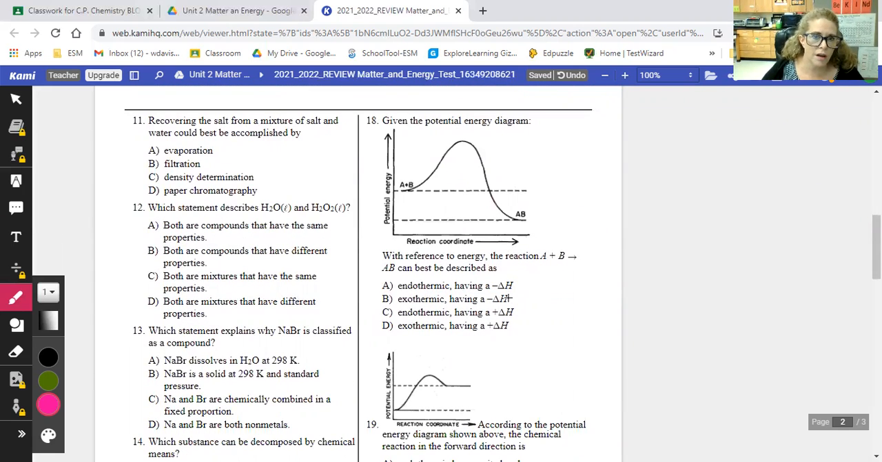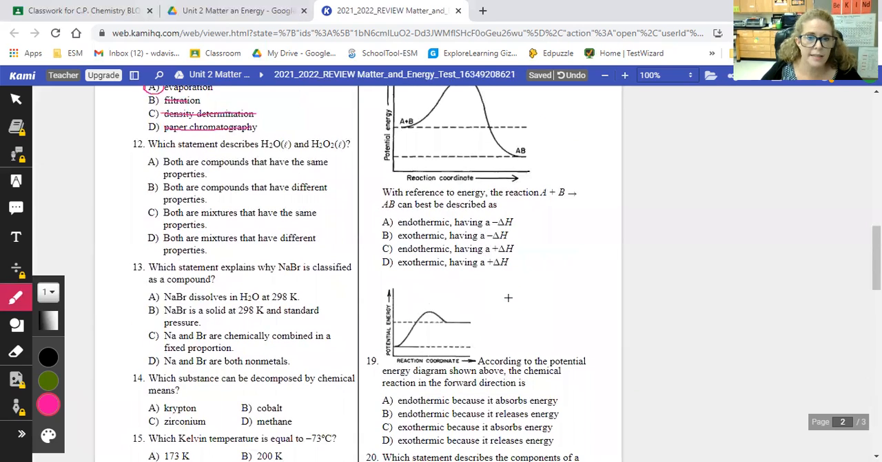Okay, so recovering the salt from a mixture of salt and water could be best accomplished by evaporation. If I filter it, both are going to go right through the filter. I can't separate them by density because they're dissolved. All right, which describes water in its liquid phase and hydrogen peroxide in its liquid phase? These are two different compounds. Both are compounds and they do not have the same properties. Those are compounds that have different properties. Yep, that's true. Both are mixtures? Nope, those are pure substances. So B.